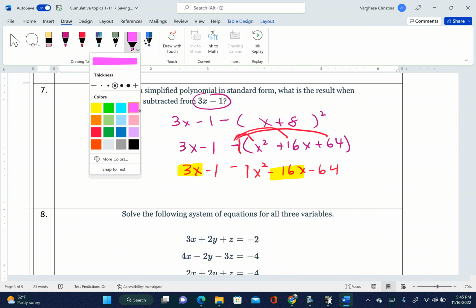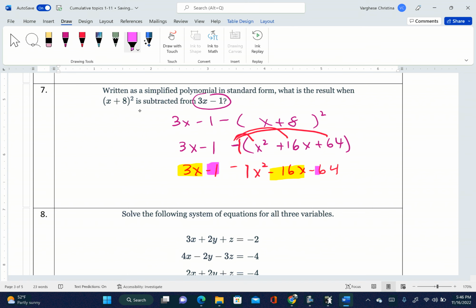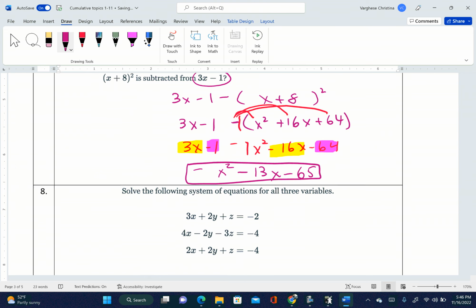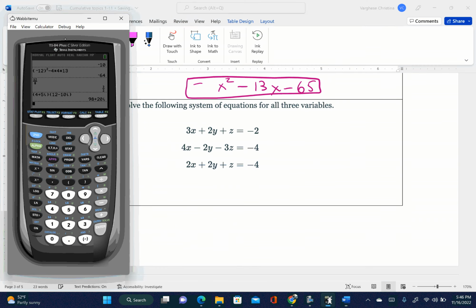And then the -1 and the -64. Those are like terms. So what is it going to combine to be? Final answer is -1x squared. You don't need the 1, but you do need the negative. -16x plus 3x is -13x, and -1 minus 64 is -65. Okay, final answer.